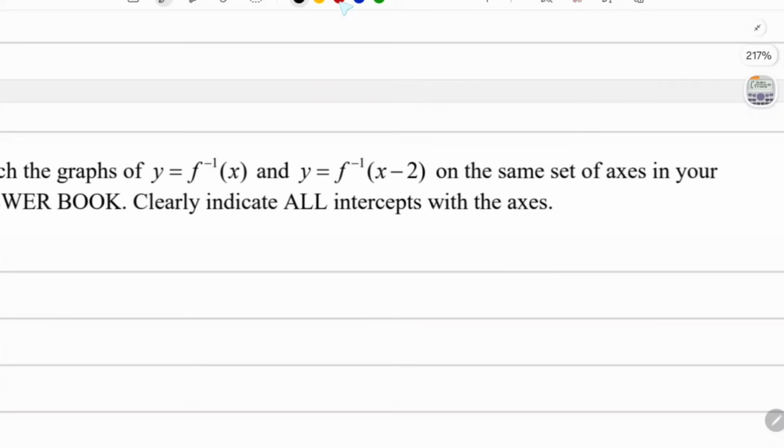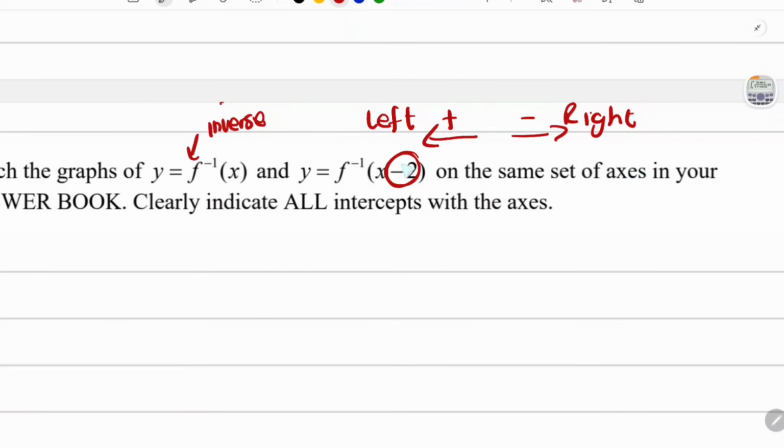So let's understand what happened here. We know that this is the inverse, right? That is the inverse. And this is also the inverse, but something happened here. They said x minus 2. Remember, when you add or subtract from the x, you're really just moving this graph horizontally, which is left or right. When it is a plus, it's moving to the left. And when it is a minus, it is moving to the right. So this graph is actually moving 2 units to the right. So it is the inverse, but it's moved 2 units to the right. So we have to sketch this one first, then we'll be able to understand how this one looks.